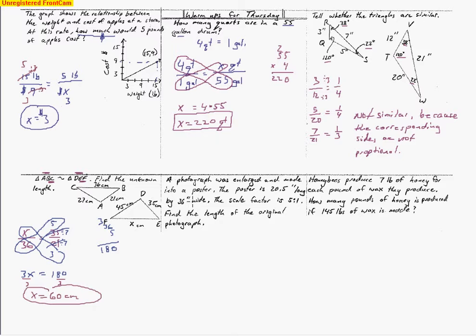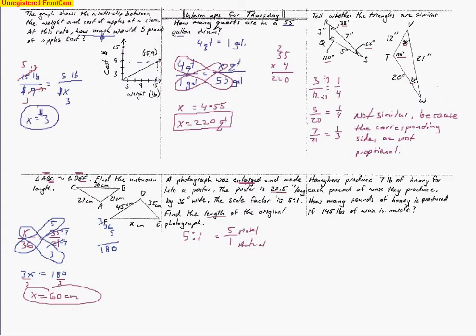And the next one talks about a photograph was enlarged and made into a poster. The poster is 20.5 inches long, 36 inches wide. The scale factor is 5 to 1. So 5 to 1 tells us it's bigger. 5 to 1 is the same thing as saying 5 to 1 this way, and this is our model. So the model is bigger than the actual. And it even tells us that because they said it was enlarged. And so it says find the length of the original photograph.